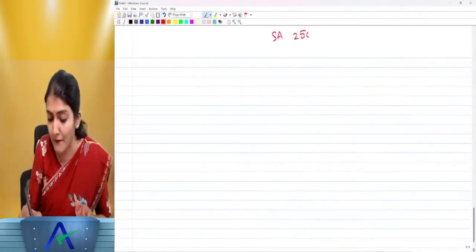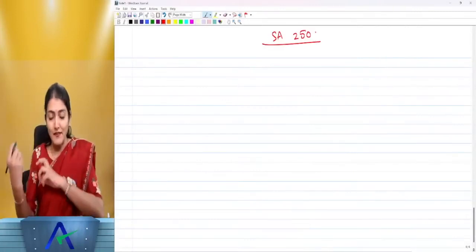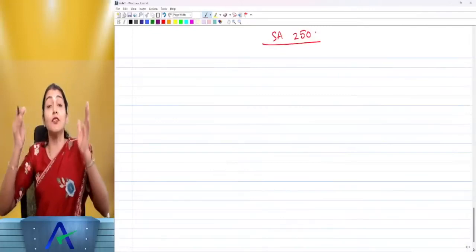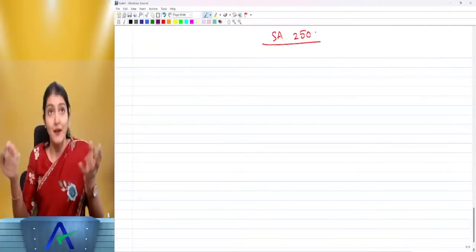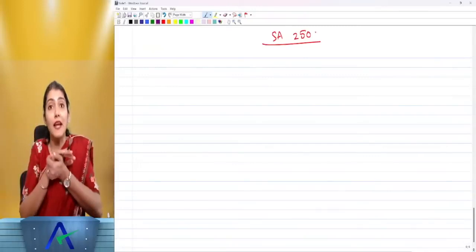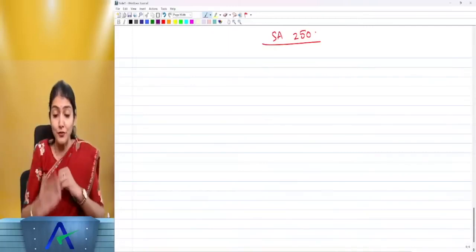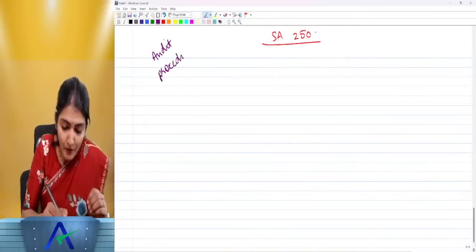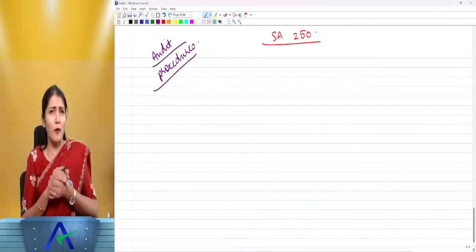So are you getting the flow? I'm showing you the NFRA order, and simultaneously we are also discussing the standards over there. So SA 250, consideration of laws and regulations in an audit of financial statements. As a part of my audit, I also need to check whether the entity has complied with the applicable laws and regulations. For the purpose of SA 250, what are the audit procedures to be performed by the auditor? Tell me everyone.